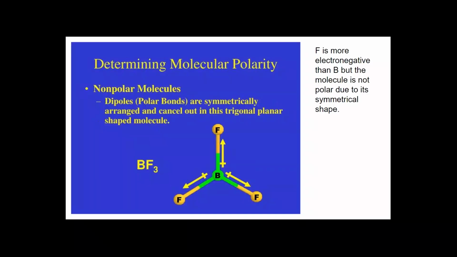BF3, however, fluorine is a lot more electronegative than boron, but there's going to be no polar molecule because the forces will cancel each other out. The F is more electronegative, but the molecule is nonpolar due to its symmetrical shape. The dipoles are symmetrically arranged and cancel out.